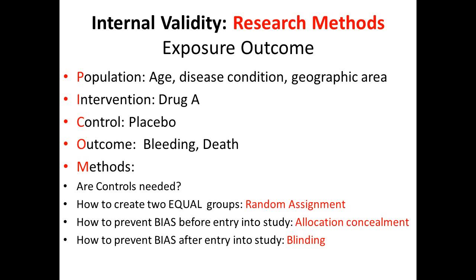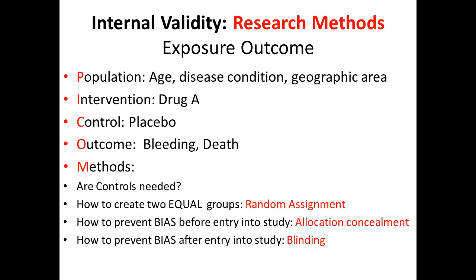Now, who is the population that you are talking about? What is the disease condition, the age group, the geographic area maybe? Then what is the intervention? Is it a drug or a device or whatever? Is there a control group? Okay, what is the outcome specified? Bleeding, death. Then we come to the methods proper.